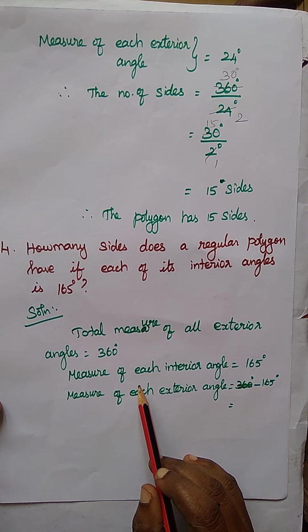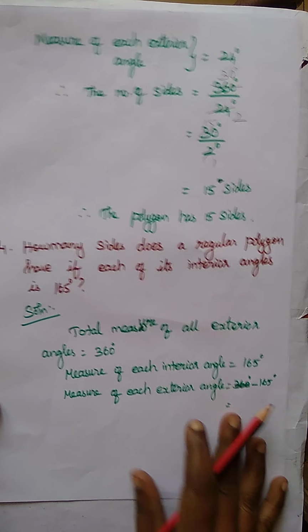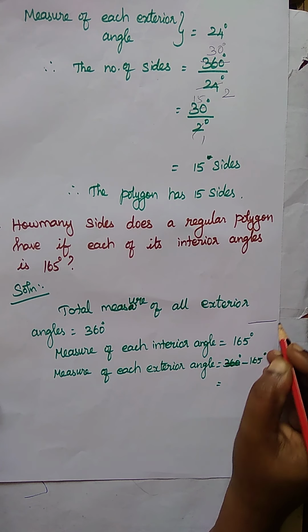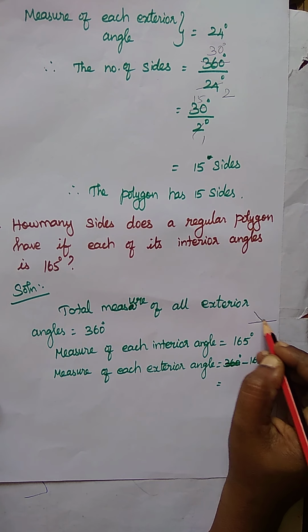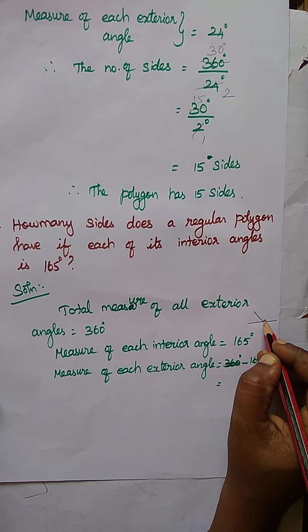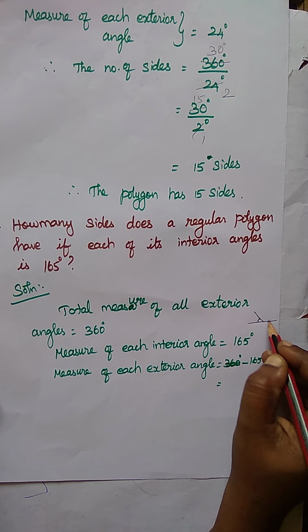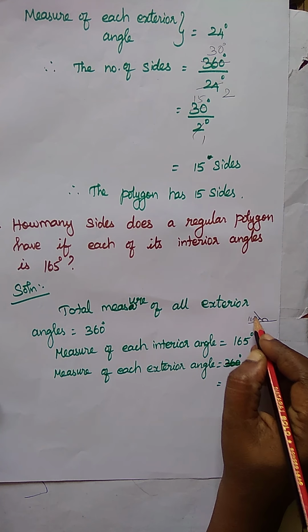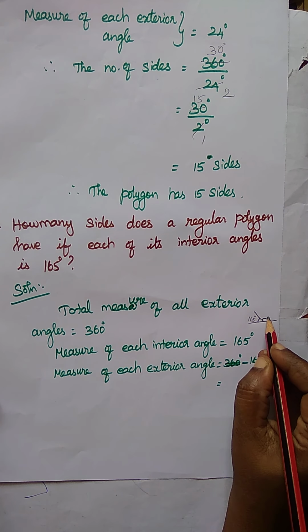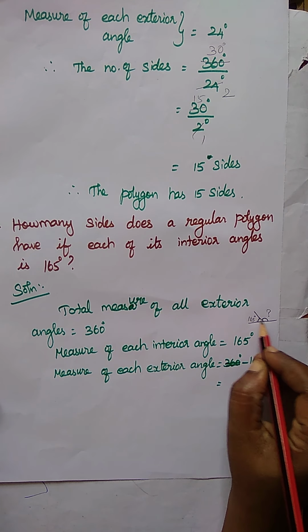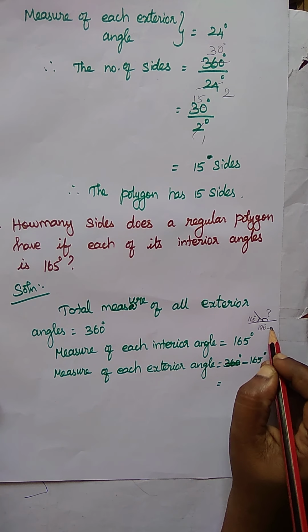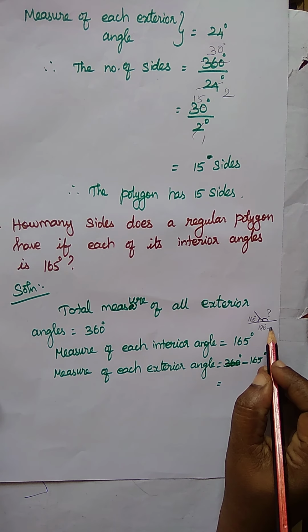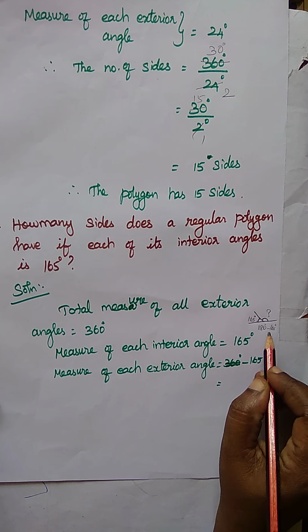So see, measure of each interior angle is 165 degree. So this is an example of that. Suppose it is a diagram like this. It is an interior angle. This is an interior angle. It is an exterior angle. Interior angle is 165 degree. How can we find the exterior angle? It's a linear pair. So 180 minus 165. Like this we are going to find the exterior angle.